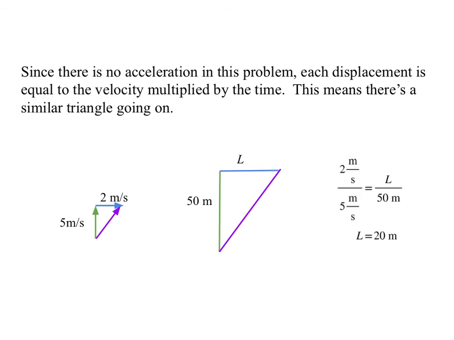Since there's no acceleration in this problem, each displacement equals its velocity multiplied by the time, which means there's a similar triangle going on here. If we want to know how far downstream the person ends up, which should have been the question, and for some reason didn't ask earlier, then we can see there's a similar triangle, because each of these distances is the velocity in that direction times the time.